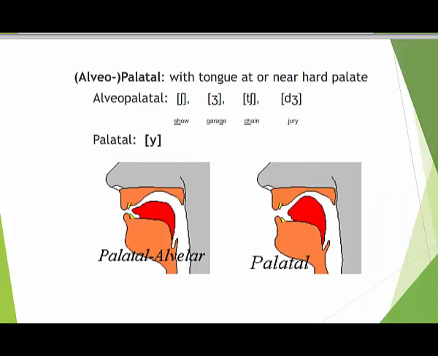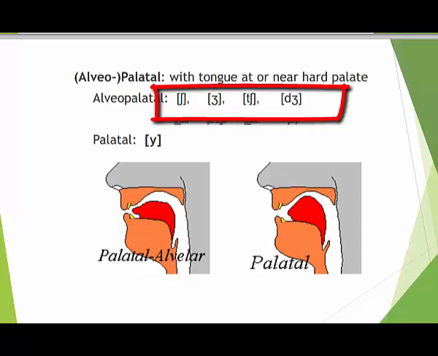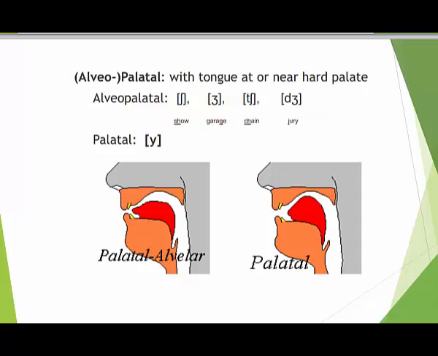And then there's sort of intermediate sounds like alveopalatal, where the tongue is at or near the hard palate. These symbols are a little bit weird, right? So far they haven't been too bad. This symbol is the sh sound, as in show. This one is the zh sound, as in garage. This is a combination of two sounds, the t and the sh, to make ch, as in chain. And here's another combination, a d and a zh, to make j.